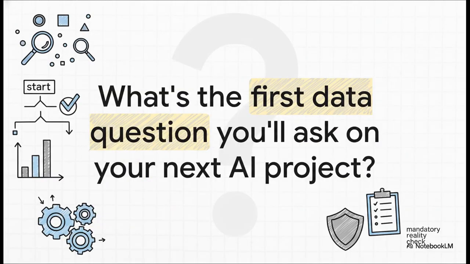So let's bring it all home. Phase 2 is your project's safeguard. It's the mandatory reality check that you perform before you start spending the big money and committing all those resources. You have to remember, it's never about just having a ton of data. It's about having the right data. So I'll leave you with a question to think about. On your next AI project, what is the very first data question you're going to ask?